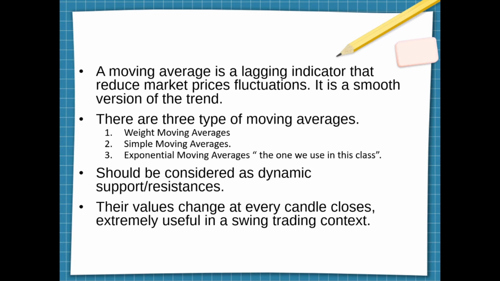Now, a moving average is a lagging indicator. We talked about this: it reduces the market price fluctuation. It is a smooth version of the trend. There are 3 types of moving averages. We have the weighted moving average, the simple moving average, and the exponential moving average. This is the one that I use, and this is the one you'll probably need to use in your technical analysis, just to follow this class, and then feel free to experiment with anything else you want. It should be considered as dynamic support and resistance.